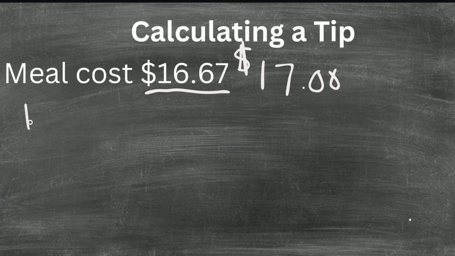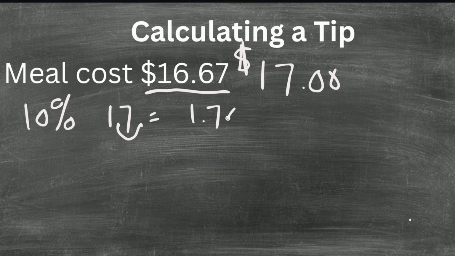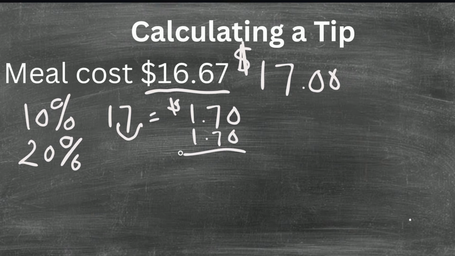Now, for a 10% tip, all we have to do is, we have 17, move the decimal one place to the left, and so that's going to equal $1.70. So your tip's going to be $1.70. Now, for a 20% tip, all we're going to do is double that. So we're just going to add 170 to it, or you can multiply it by 2. That's 0, that's 4, carry the 1. That's $3.40. So that's 20%.